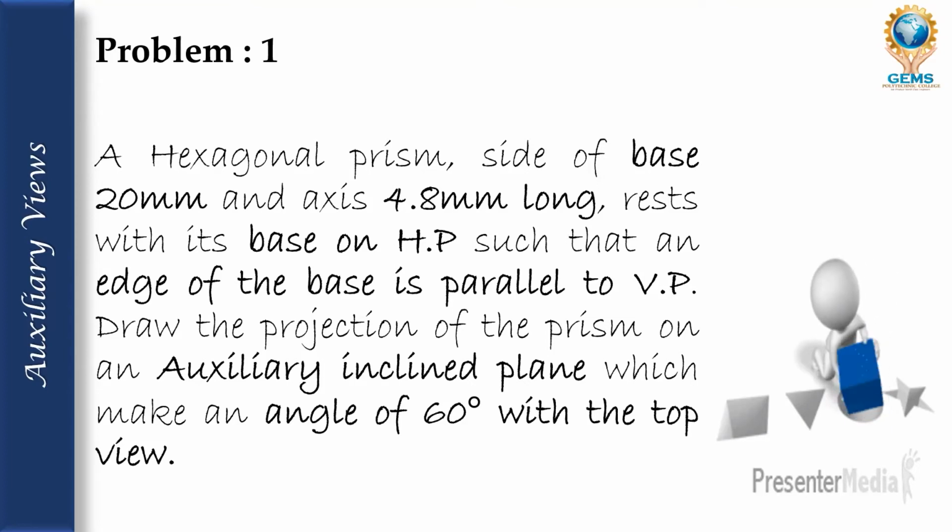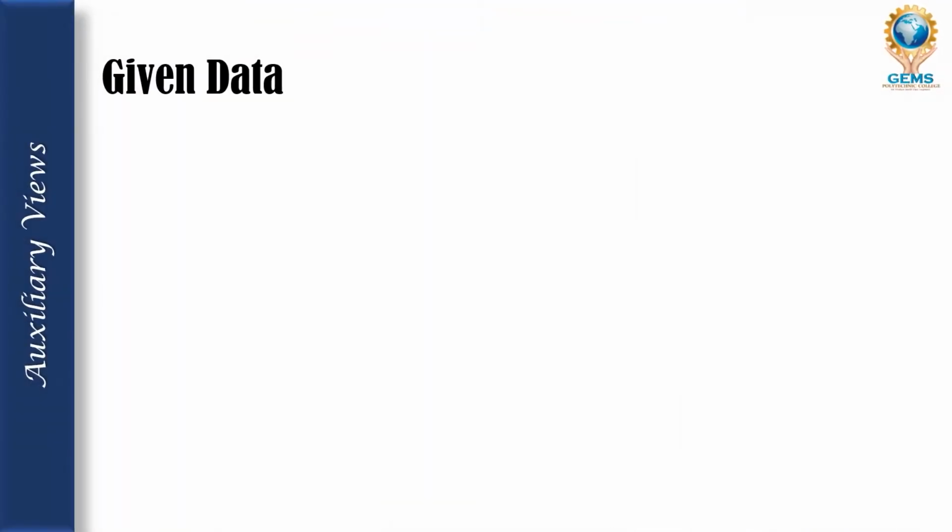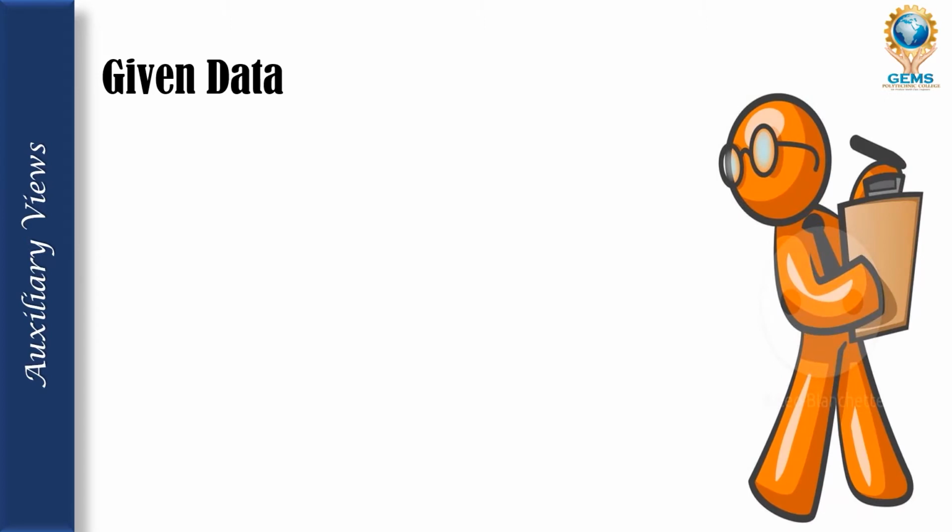So now write the given data. What data are given, write it step by step so you can understand step by step how to draw it. First one, hexagonal prism. Just look at the problem and then write the given data. First it is given as hexagonal prism. Second one, base is equal to 20 mm.